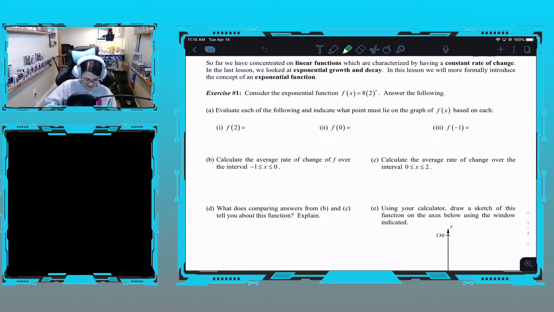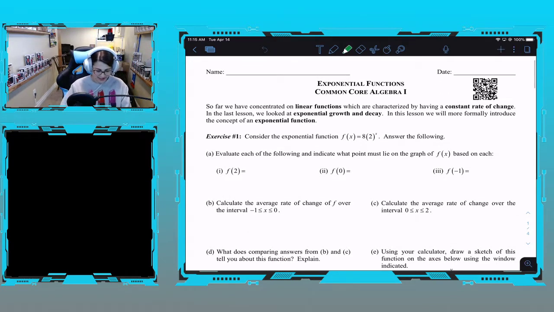All right, just fixing my Apple Pen. There we go. All right, so we are on exponential functions today. So if you have the notes, great. If not, you just write them on a separate sheet of paper. Not a big deal.